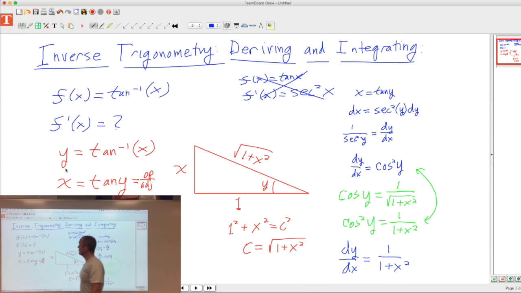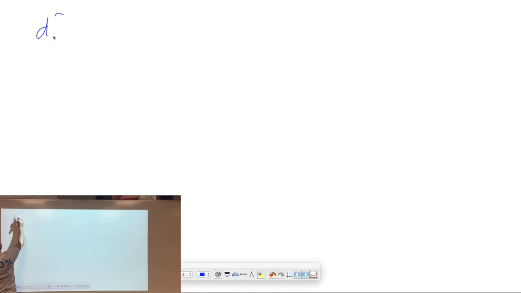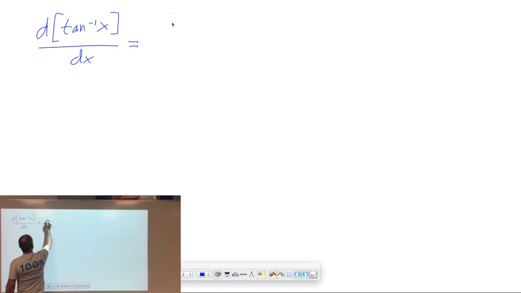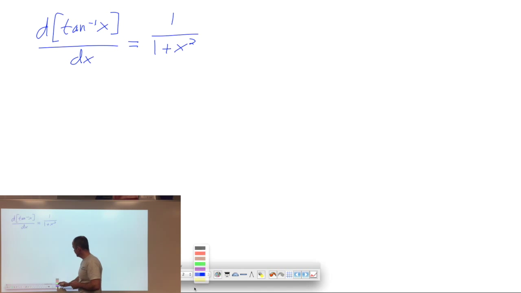To write this a little bit more neatly, the derivative of inverse tangent of x is 1 over 1 plus x squared. Chain rule applies. Have to follow the chain rule for this. So what do I mean by that?